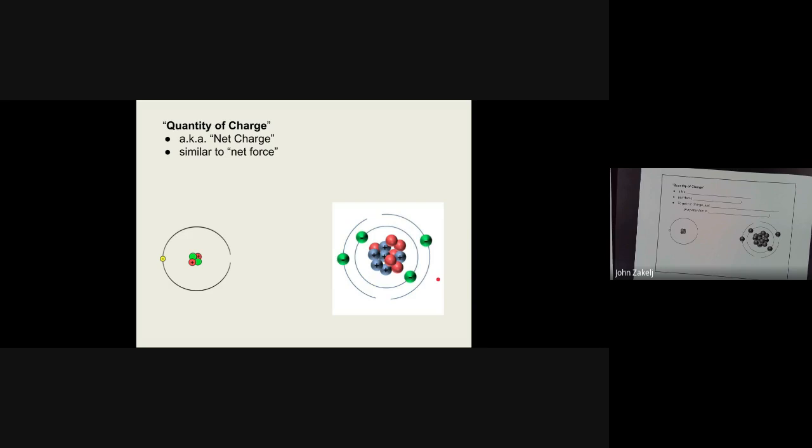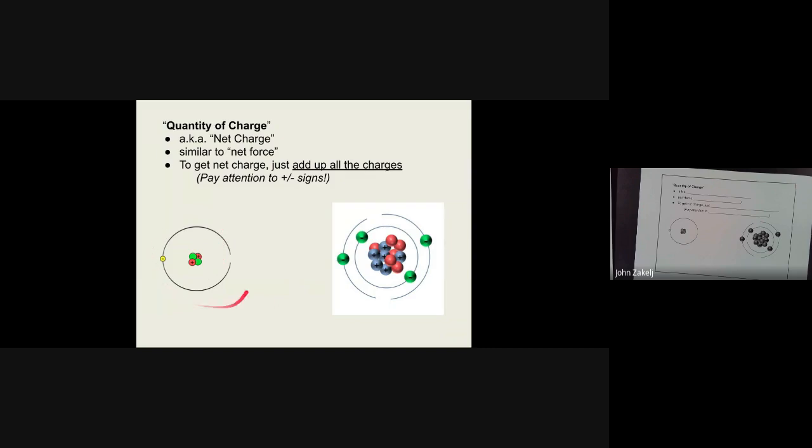The same is true with positive and negative charges. There could be a whole bunch of charged particles in an atom, but we can combine the positives and negatives and come up with the net charge. And it works very much the same way as forces. To get the net charge, you just add up all the charges, but pay attention to the positive and negative signs. Electrons are negative, protons are positive. So how do we do that?